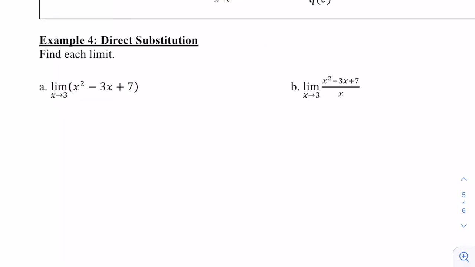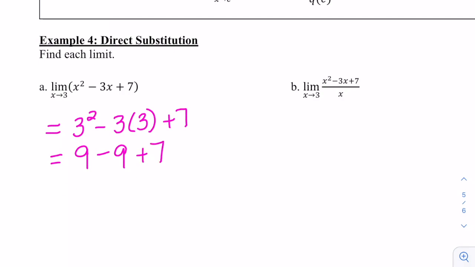Find the limit of x squared minus 3x plus 7 as x approaches 3. So we're going to substitute 3 for x. So we have 3 squared minus 3 times 3 plus 7. We can easily do that, and we'll just get 7.